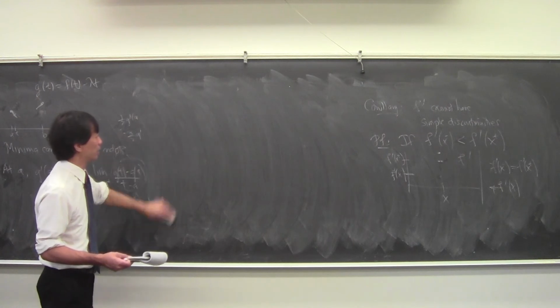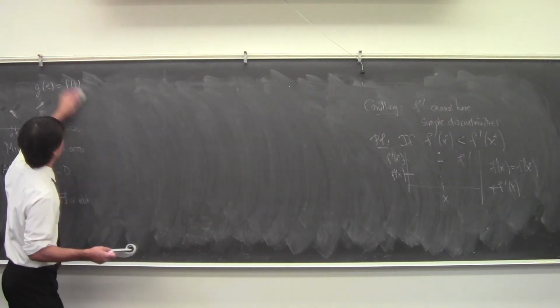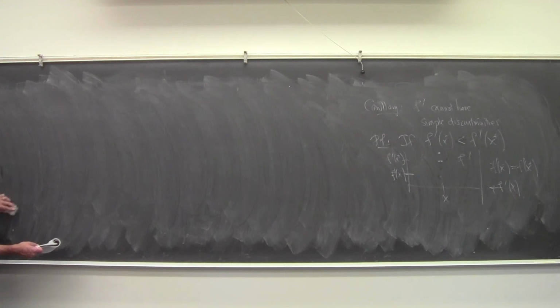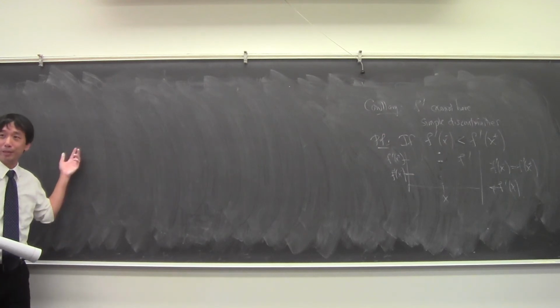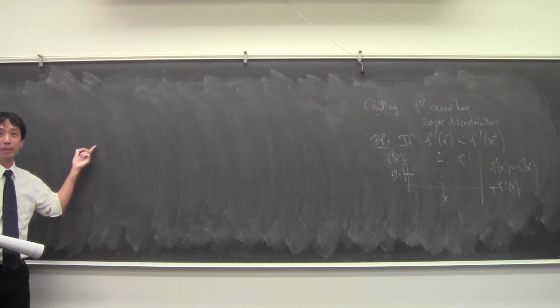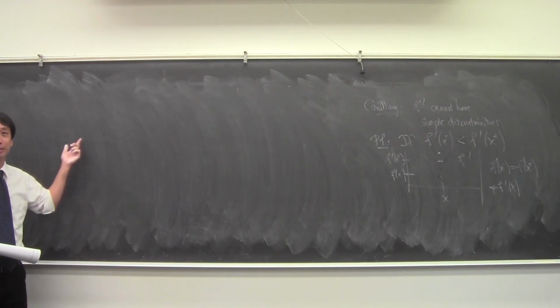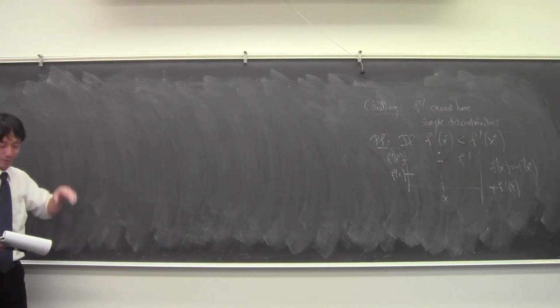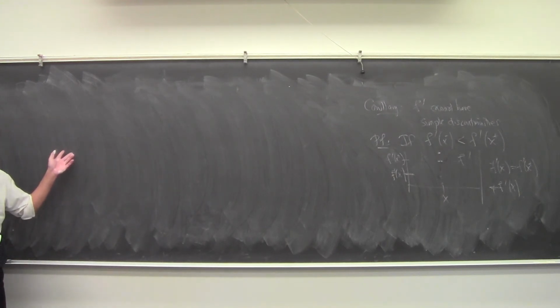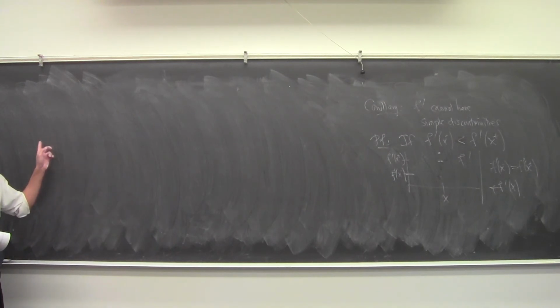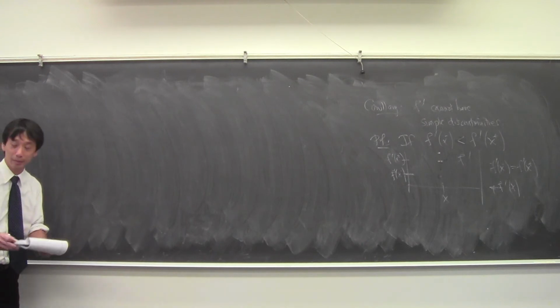Yes. For proving the minimum cannot occur at the endpoint, how do we know g prime of a is less than 0? Because we chose lambda to be bigger than g prime of a. Lambda was between g prime of a and g prime of b. So g prime of a minus lambda is going to be negative. Does that make sense? Lambda was bigger than g prime of a.